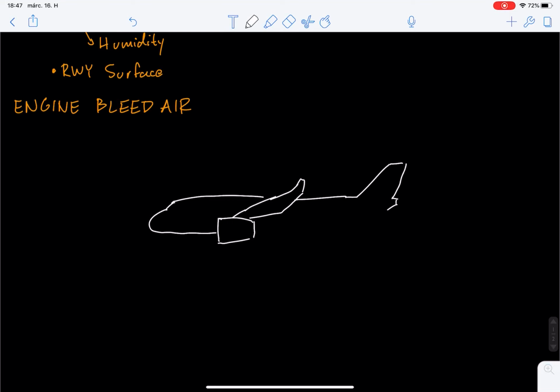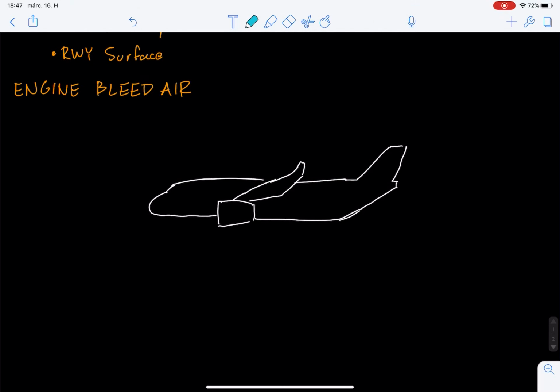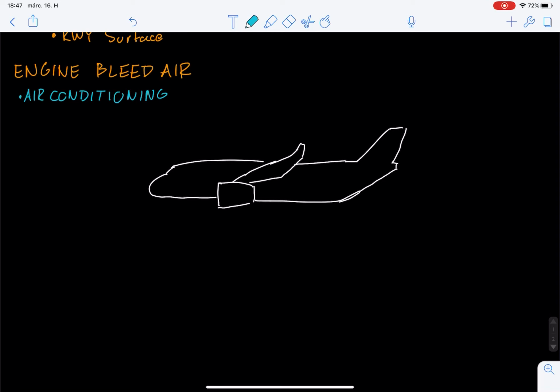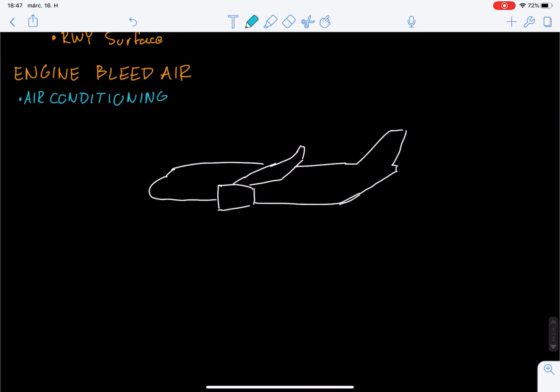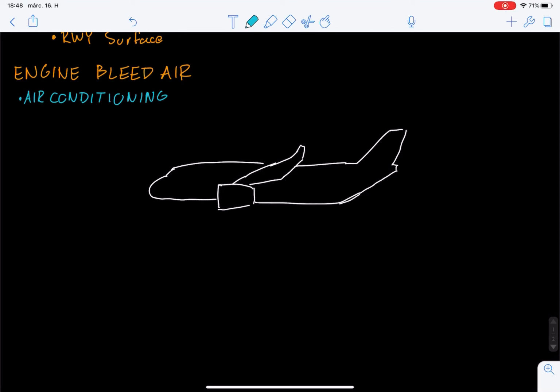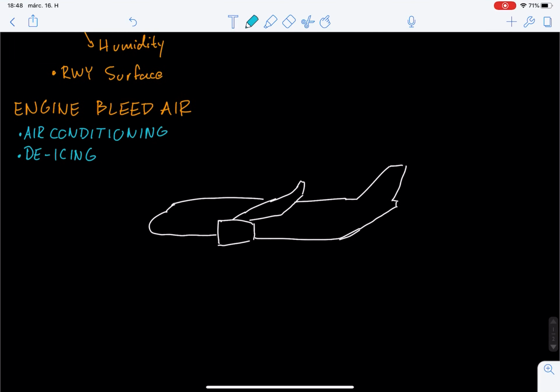Just as an example, one would be the air conditioning, where they would use high pressure air. Of course, as we discussed, as the altitude increases, the outside air pressure decreases. So for the human body to be able to function normally, you need high pressure air, and they get this from the engine. And also for de-icing purposes, de-icing of the engine, for example.